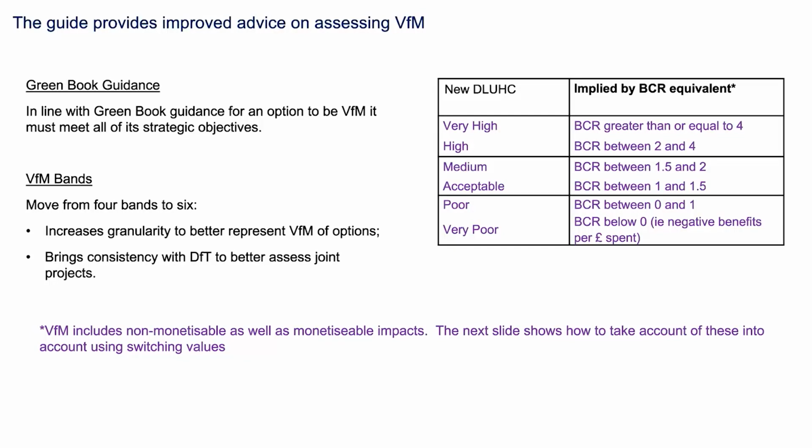The second thing that we've done is we assess the value for money of interventions using value for money bands. Those allow us to look at both monetised impacts reflected in benefit cost ratios and non-monetised impacts. So what we've done is to refine our approach. We've increased the number of VFM bands from 4 to 6. So we've split our acceptable band into medium and acceptable, and our high band into high and very high.